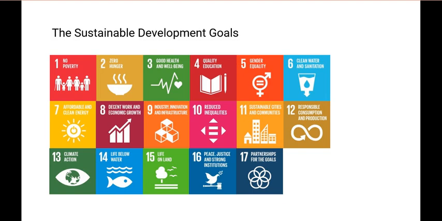The 15th goal is life on land. Human population growth is one of the main causes of biodiversity loss. According to WWF, we have lost 60% of all vertebrate wildlife population since 1970. During that time, our population has more than doubled.